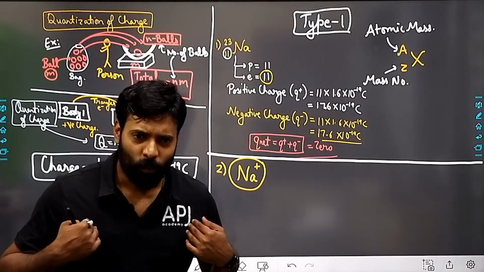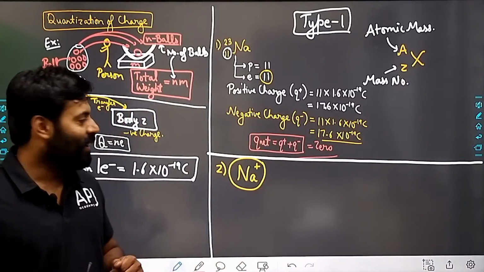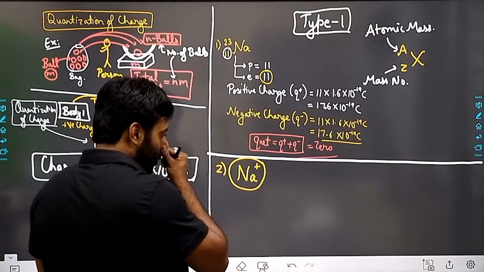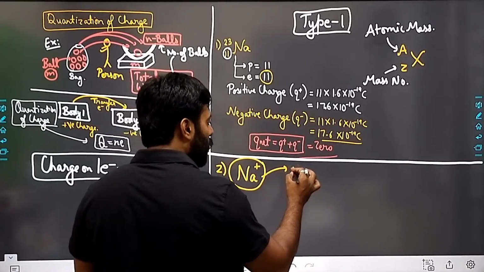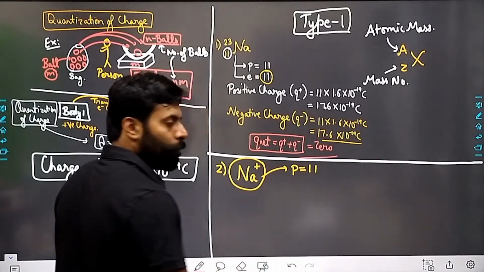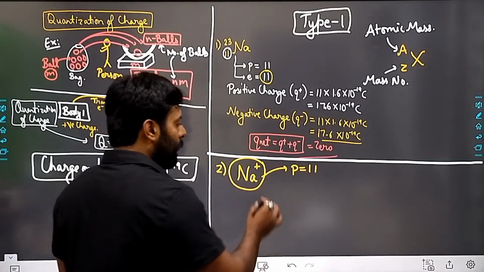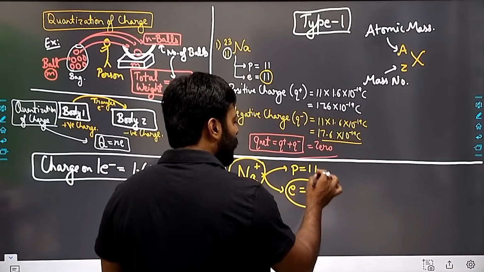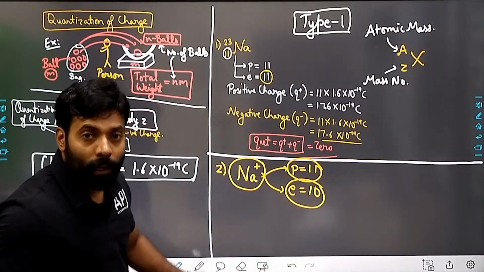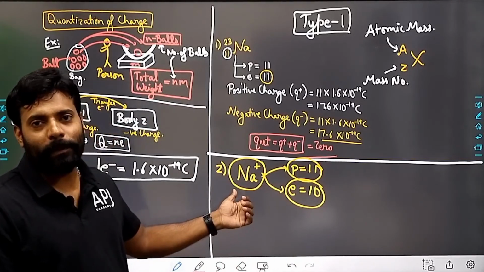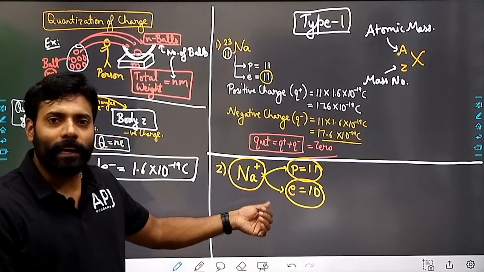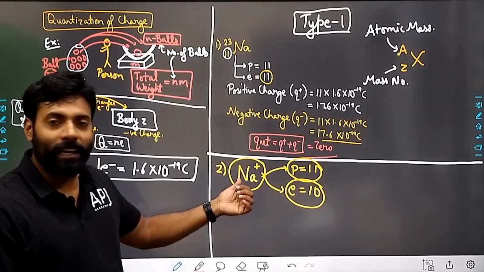Okay, when APJ Academy is here, you do not need to take any tension. So for sodium Na plus, I can see that the proton count will remain the same, it will be 11. But what will happen to the electron? The electrons will reduce by 1, because only by losing the electron is it gaining this charge, right?